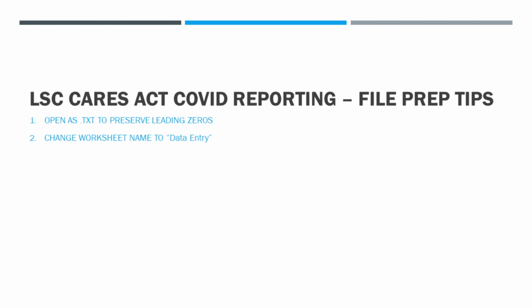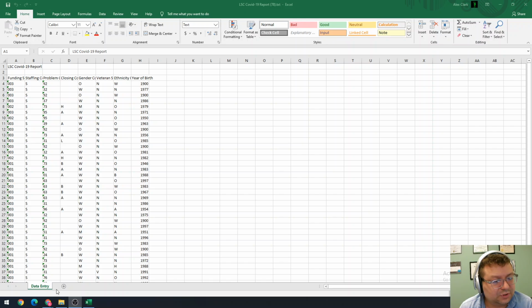The next thing that we're going to do is you actually have to rename the worksheet name to data entry. So just like that, come down there, right click and change that to data entry. Right here. Right click, rename, data entry.